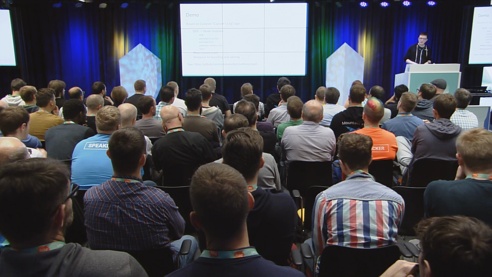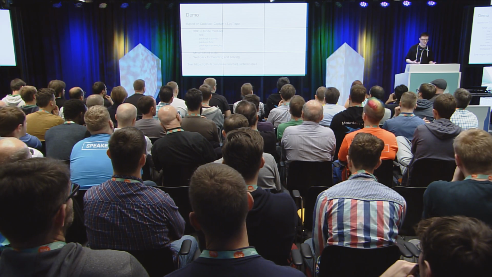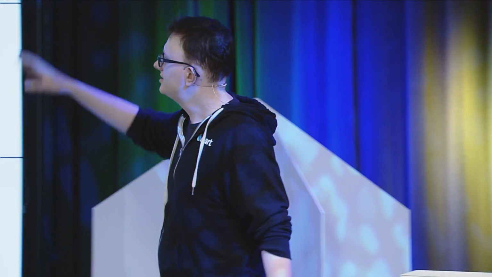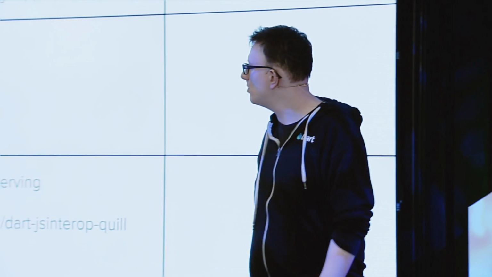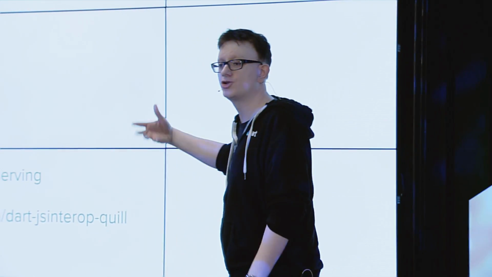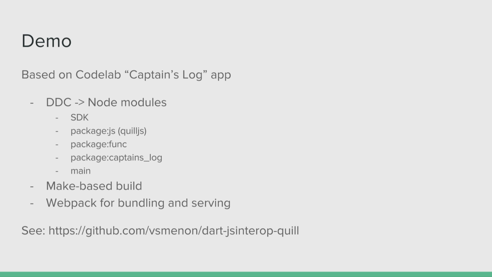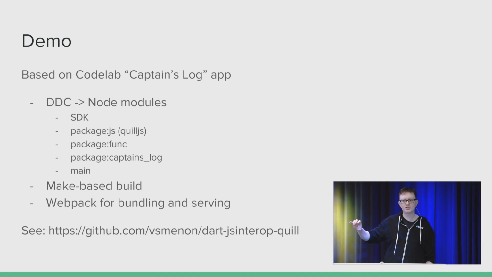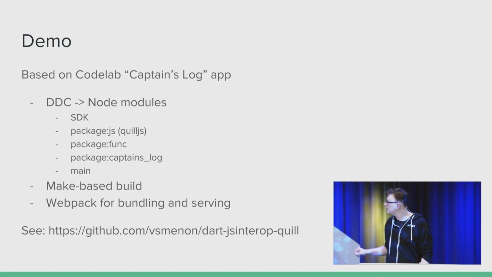But I have a different variant here that works with Node modules and Webpack just to show you the flexibility in the system, right? So what we're going to do with DDC is take this app and compile it down to different modules, and we just basically do this at a package granularity in Dart. So you'll see essentially 5 different modules in the system. The SDK, package.js, which we're going to use to talk to a WYSIWYG editor called Quill.js.